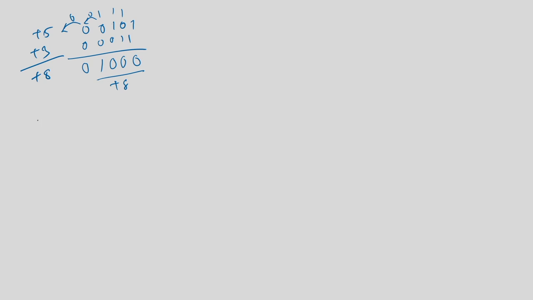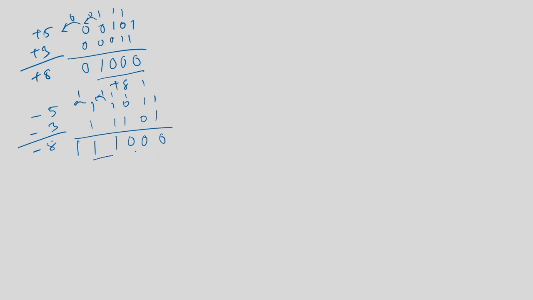Let me take the other example, say minus 5 and minus 3. So, the result will be minus 8. So, minus 5 is, as I mentioned, 1 1 0 1 1 and minus 3 you can identify is 1 1 1 0 1. So, if you add here, there is a carry at each position, and there is a carry 1 here also, right. So, what I found here is that this is effectively my minus 8, right, because this is a sign bit and this is minus 8, right.